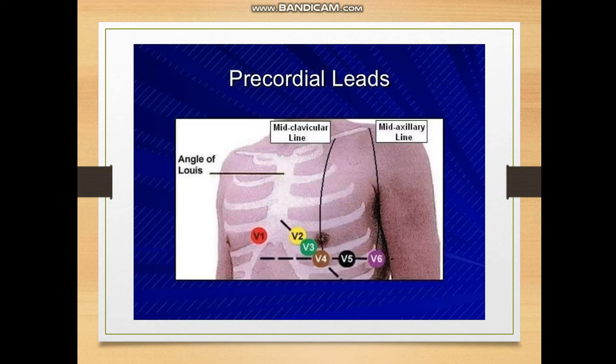You are looking here. Now, precordial leads. Precordium is basically that part of the thorax which lies on the anterior aspect of the heart. This is the angle of Lewis. See, this is the angle. Mid-clavicular line for lead 4, mid-axillary line for lead 6, and this is the anterior axillary line.